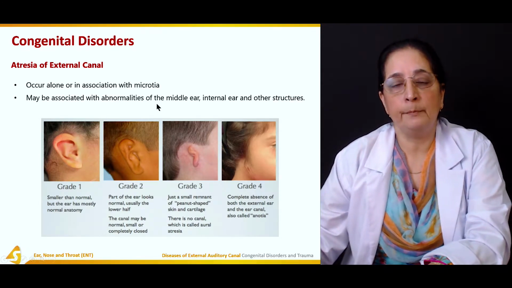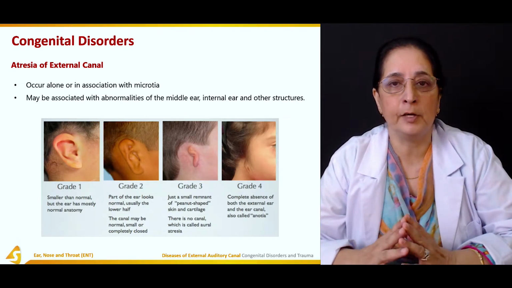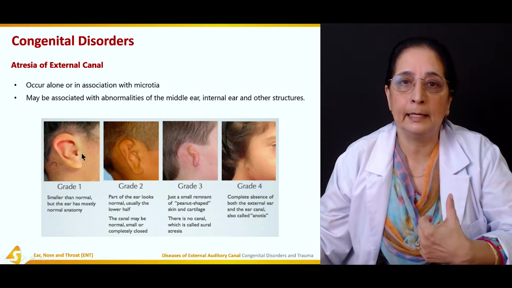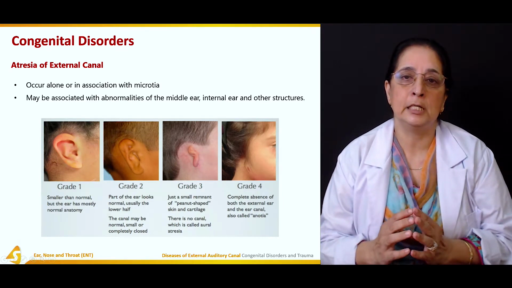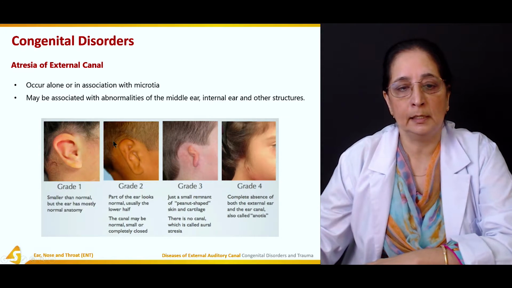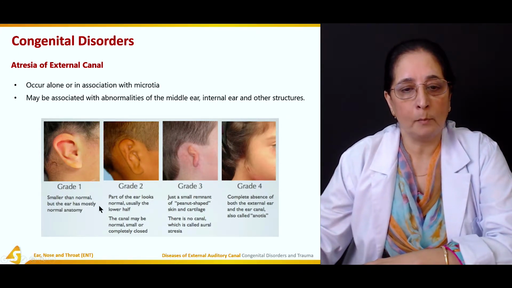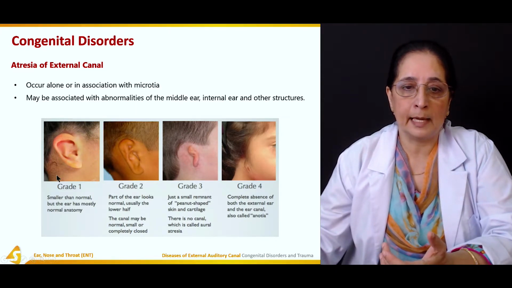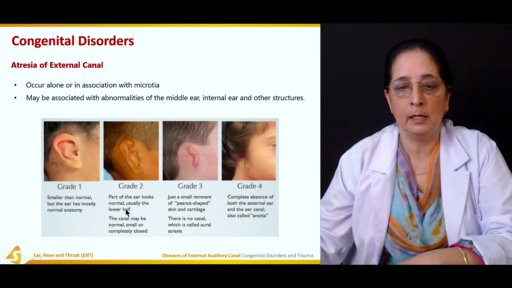Or it may be associated with abnormalities of the middle ear, internal ear, and other structures. So, two important characteristics of atresia of the external canal: it may occur with microtia, meaning the ear is also small along with the canal, and it can also involve the middle ear or internal ear. So it's not limited to the external ear. This atresia of the external canal is divided into 4 grades. In grade 1, it is smaller than normal, but the ear has mostly normal anatomy. More or less it's the normal anatomy, just smaller than normal. That's grade 1. In grade 2, part of the ear looks normal, usually the lower half.